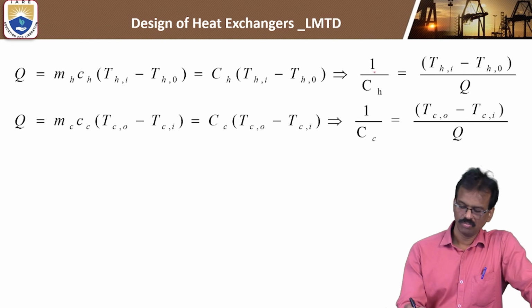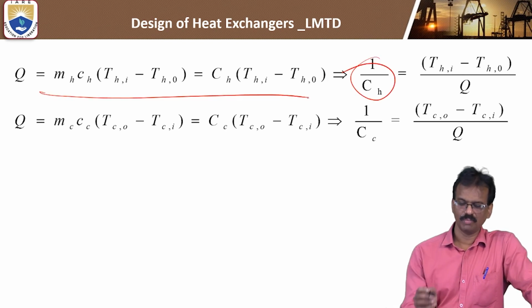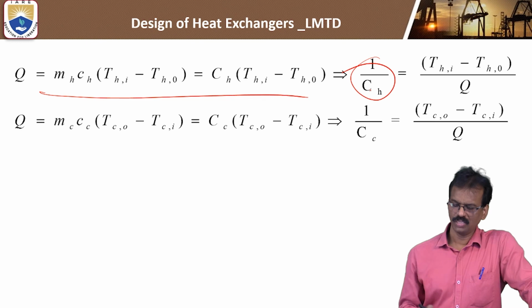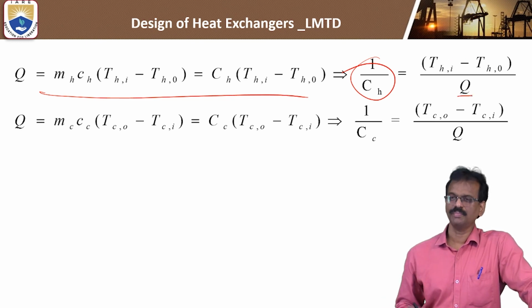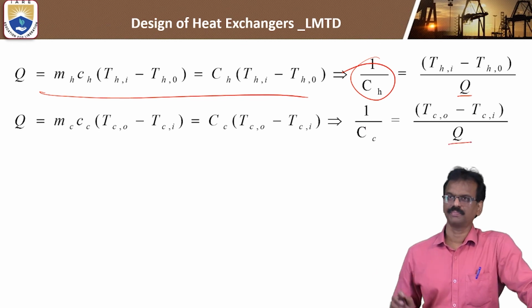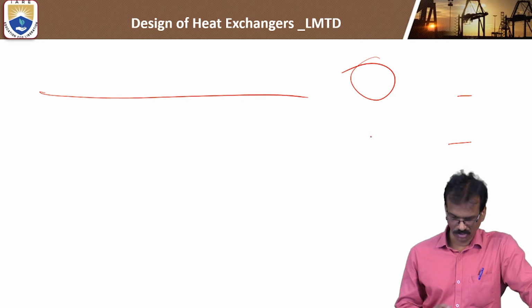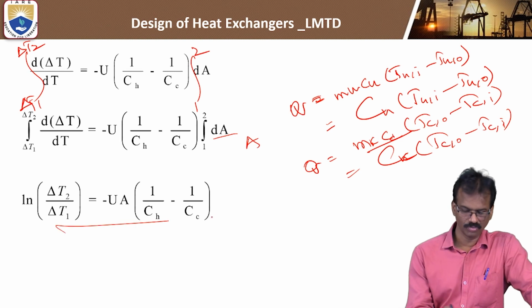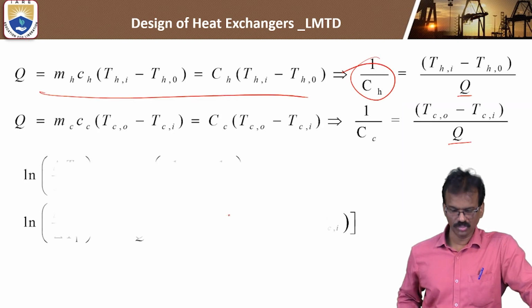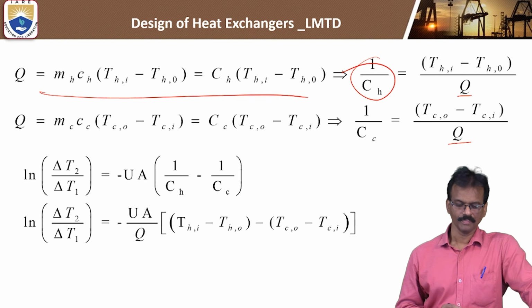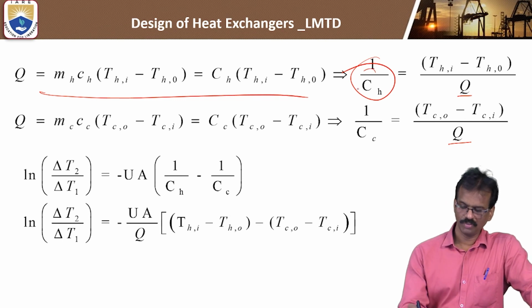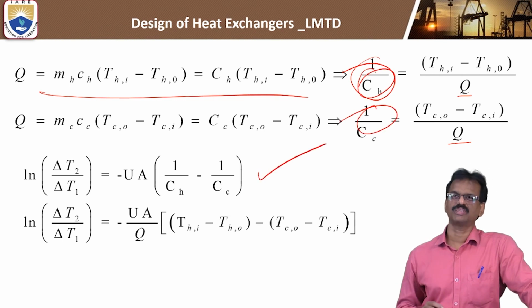You know that 1 by CH is equal to this formula. Then 1 by CH is equal to the hot fluid temperature difference by Q, and 1 by CC is equal to the cold fluid temperature difference by Q. So substitute these 1 by CH and 1 by CC values in the previous equation. If you substitute this, you will get this.